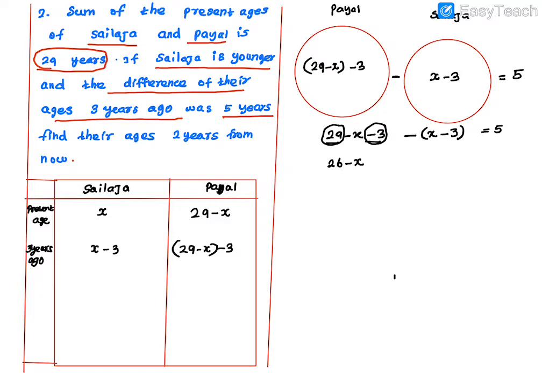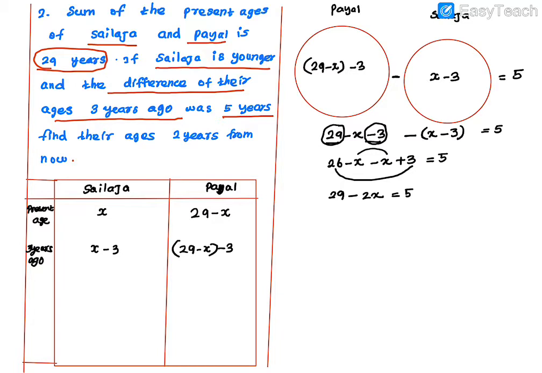Now we have to multiply this value, minus into x gives minus x, and minus into minus 3 gives plus 3, which is equal to 5. So just add the constants and add the expressions: 26 plus 3 is 29, and minus x minus x is minus 2x. So 29 minus 2x is equal to 5. Okay, so this is the given equation.